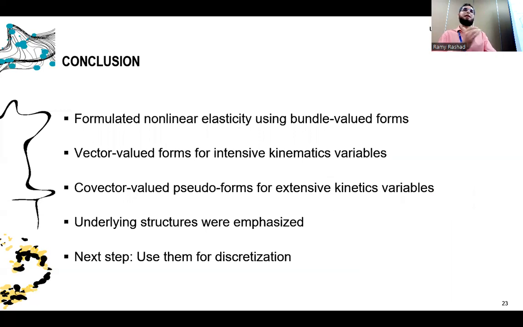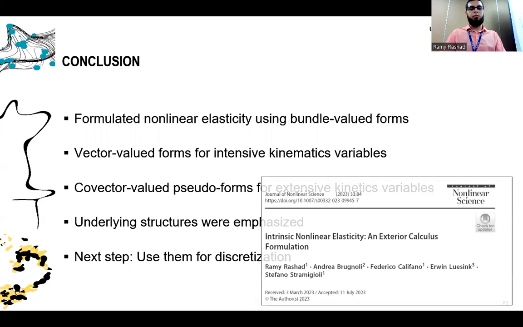The take-home message is that intensive variables are naturally vector valued forms. The extensive kinetics variables are naturally co-vector valued pseudo forms. We emphasized a number of underlying structures that I showed very briefly. And the next step, what we're doing at the moment, is actually using this for discretization and for Navier-Stokes in particular. So this is the paper.